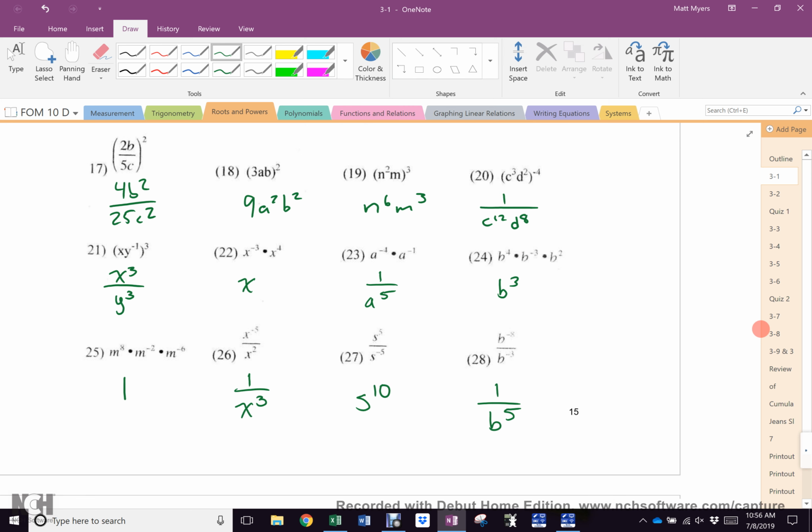Again, 27 and 28 didn't print very well. Hopefully you were able to see it. If you weren't, it's no big deal. As long as you applied the right exponent law, I don't really care if you have what I have, as long as you did the right thing with the numbers that you could see. Does everybody understand what I mean?